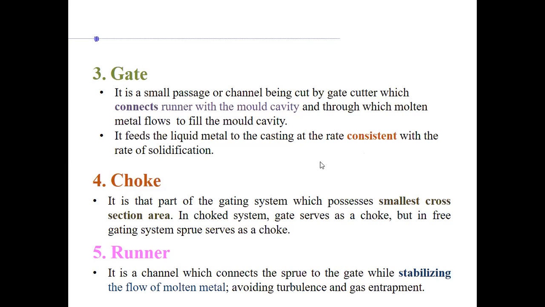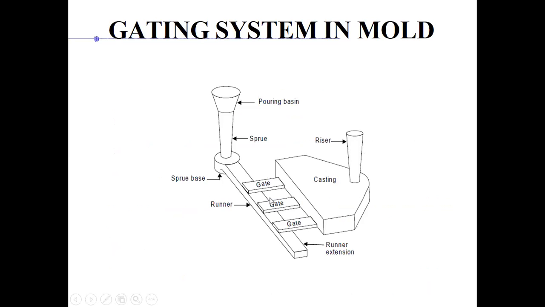Yes, this is important. It should be able to feed the liquid metal at the rate consistent with the rate of solidification, because if the rate of solidification is not maintained, then the molten metal would solidify here itself, right? It partially fills the cavity and then it solidifies. So the gates should be properly kept, right?